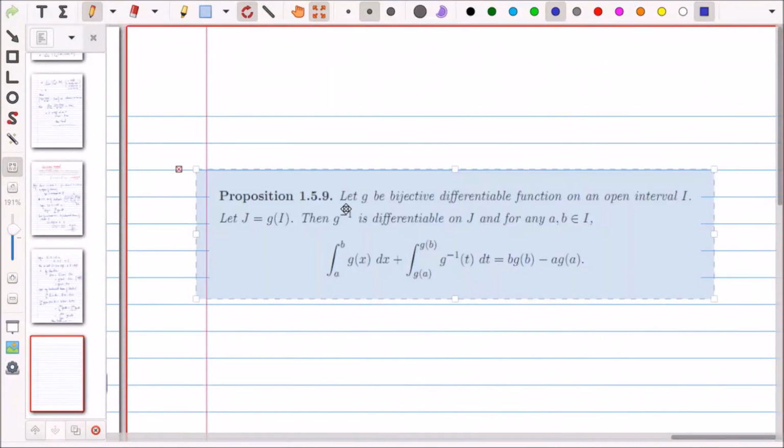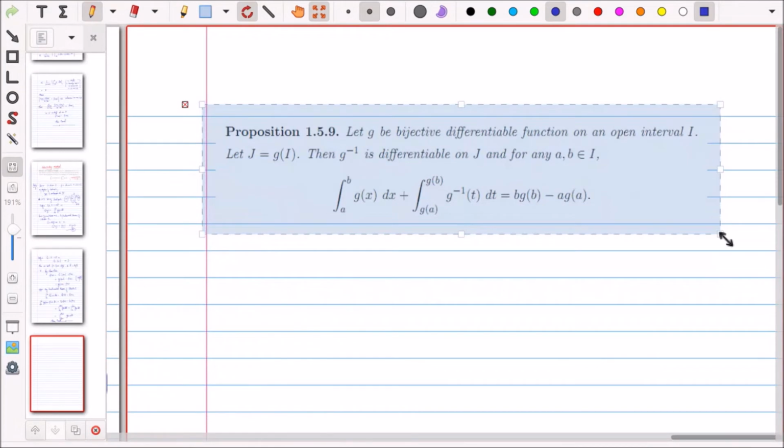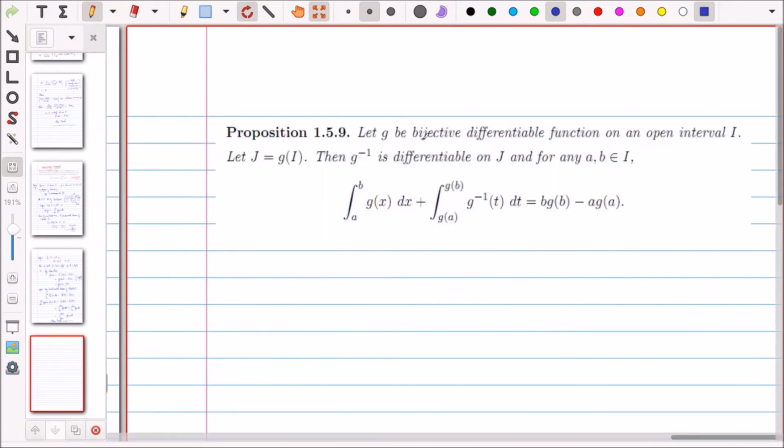So I was giving you this question. So first, let g be a bijective differentiable function on an open interval I. Let J equal to g(I). Then g inverse is differentiable on J. And for any a, b belonging to I, the integral from a to b of g(x) dx plus the integral from g(a) to g(b) of g inverse is equal to b g(b) minus a g(a). Okay. So let us try to prove this question.